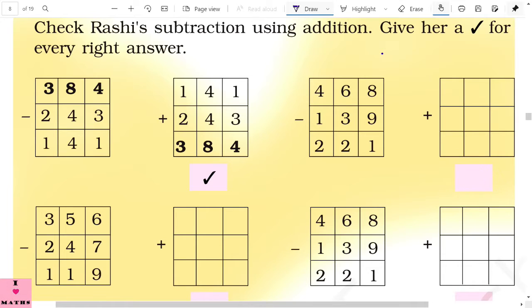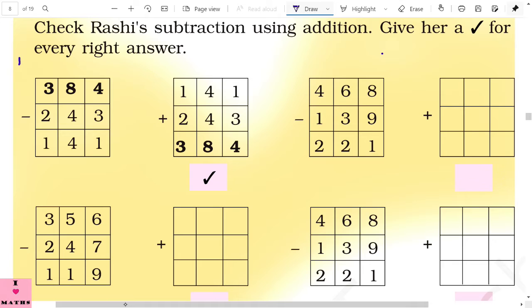You remember in one of our videos, we had made addition facts and subtraction facts taking three numbers. So that also showed you in a way that addition and subtraction are reverse of each other. So come, let us start doing this. Check Rashi's subtraction using addition. Give her a tick for every right answer.